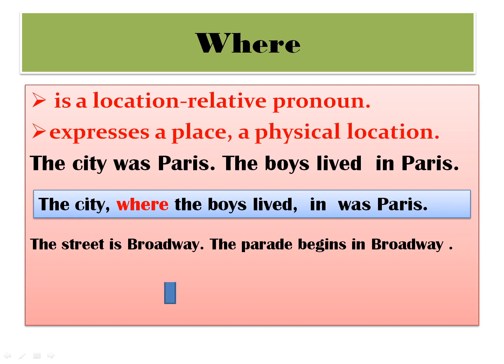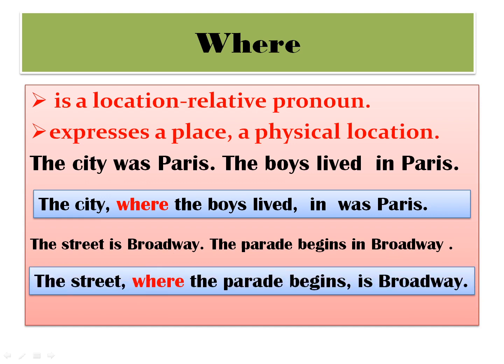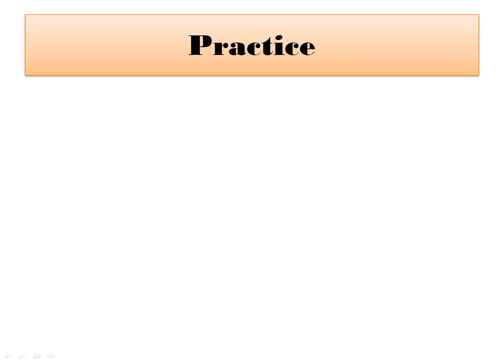Next one. The street is Broadway. The parade begins in Broadway. So here we have a repetition of Broadway. Great. So the sentence is going to be: the street where the parade begins is Broadway. Great. Excellent job. Let's move on.